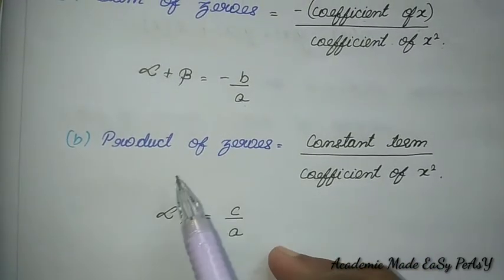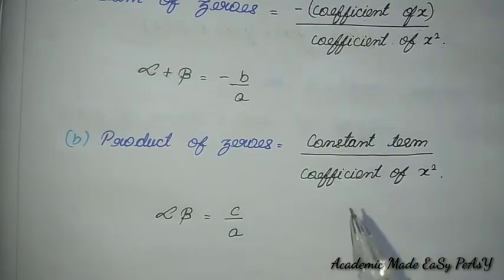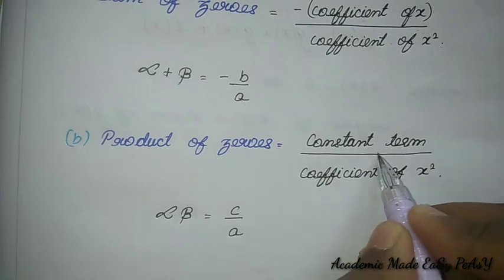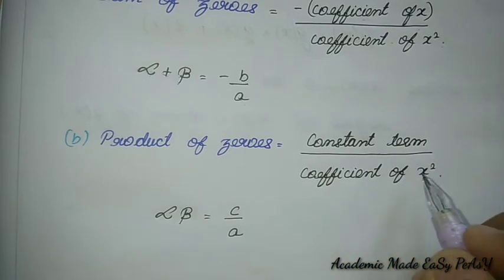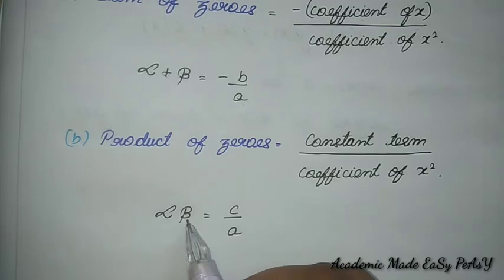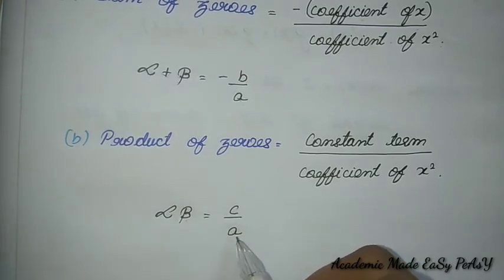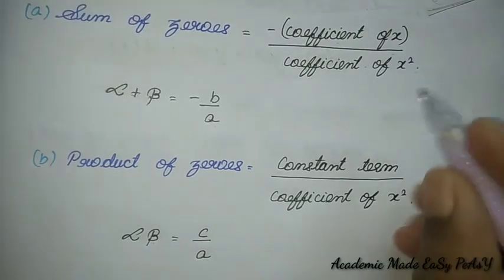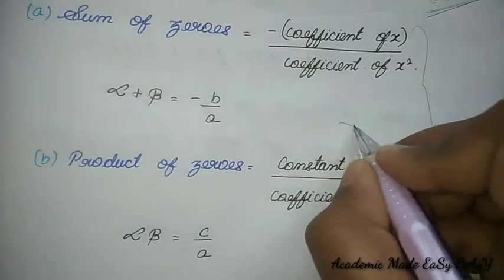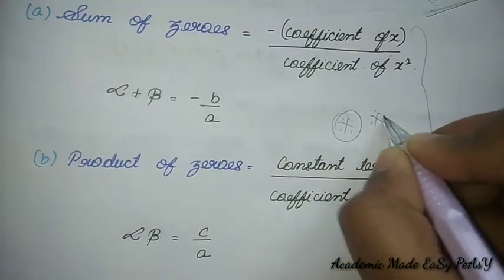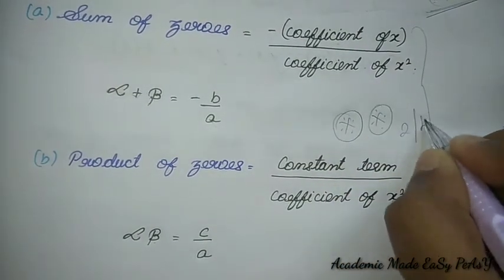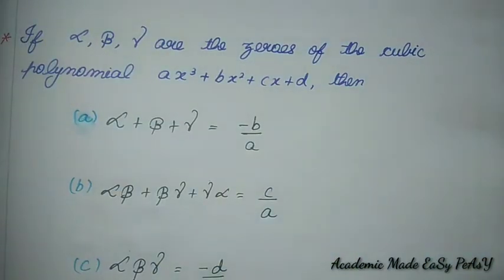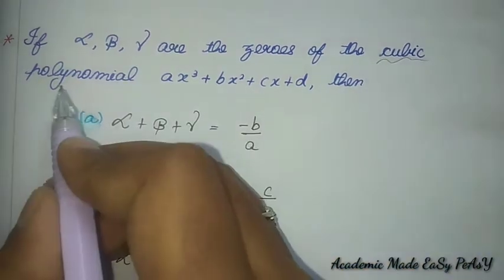Now we will be learning about the product of zeros. So alpha and beta are the zeros. What will be the product? It is the constant term divided by the coefficient of x square. So alpha into beta is equal to c divided by a. And this too is very important, where we may get a 2 or 4 marks sure question.